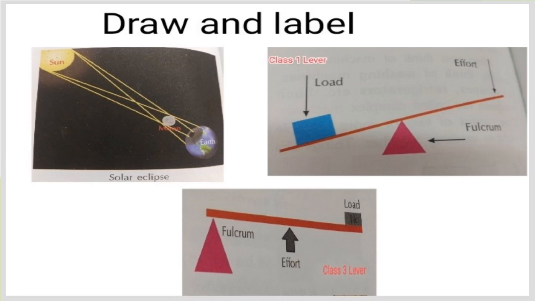So now, draw and label. First, solar eclipse. Second, class 1 lever, and the third is class 3 lever. So in solar eclipse, moon will come in between the sun and earth. And in class 1 lever, students, fulcrum, which is a fixed point, will be in the center. Whereas in class 3 lever, effort will be in the center. So you have to draw these 3 diagrams in your notebook and label them also.